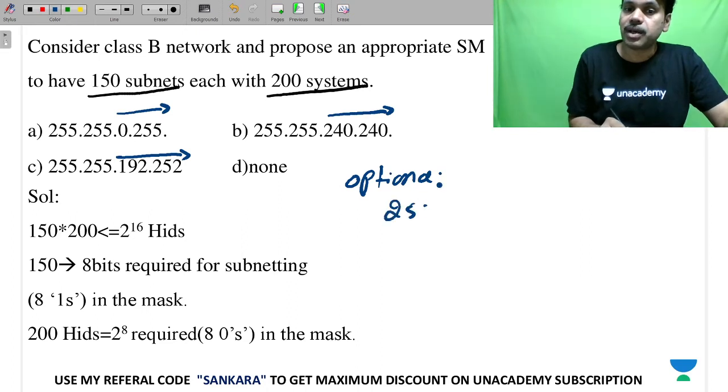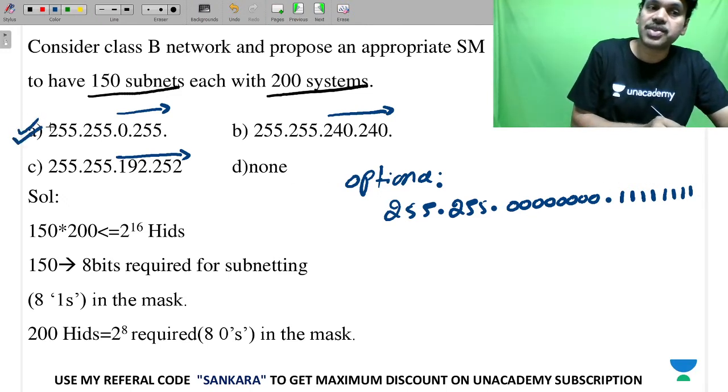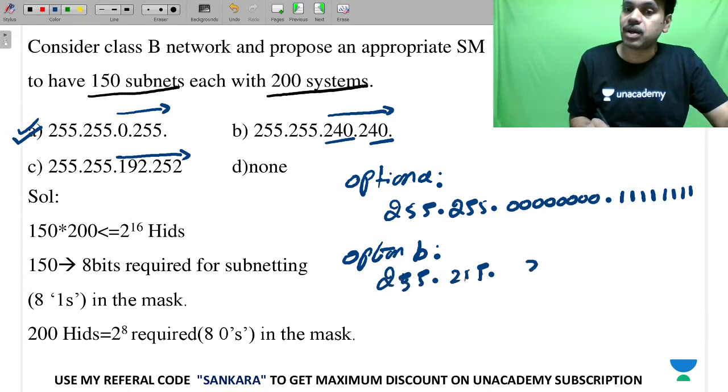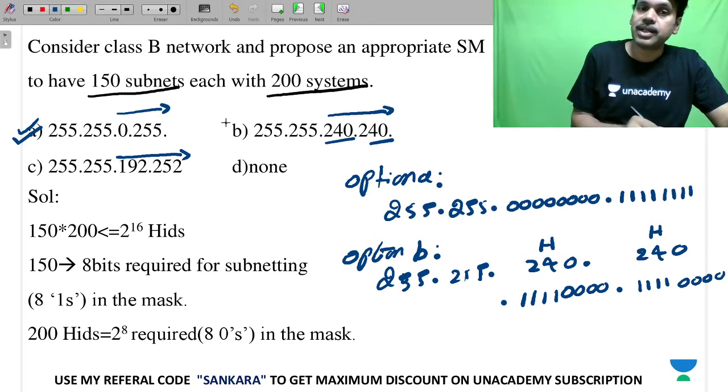Option A, 255.255.255.0, 1 2 3 4 5 6 7 8. So 8 ones and 8 zeros, therefore option A is correct. Option B, let us check, are there 8 ones and 8 zeros or not? 255.255.240.240. So this is the host part, this is also host part. 240 means 4 ones and 4 zeros, and here also 240 means 4 ones and 4 zeros. Therefore, this is also eligible.